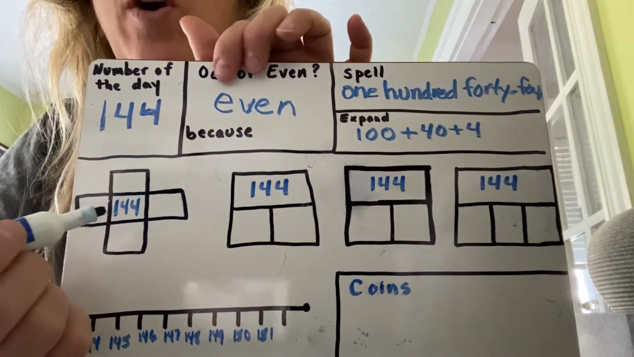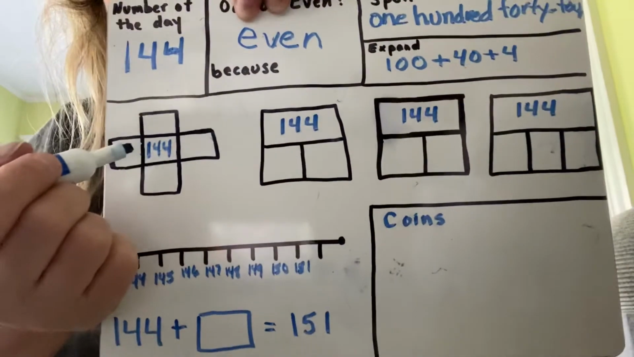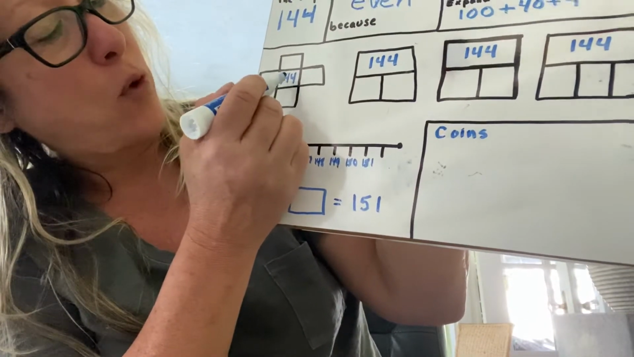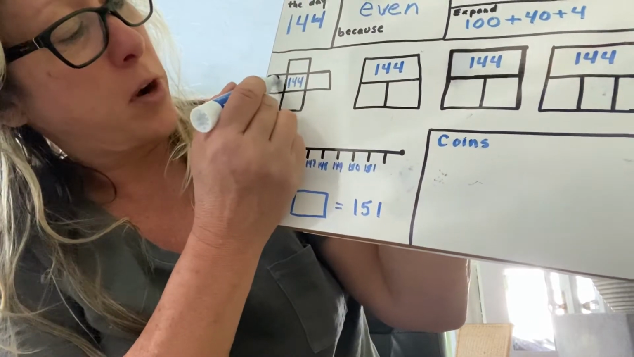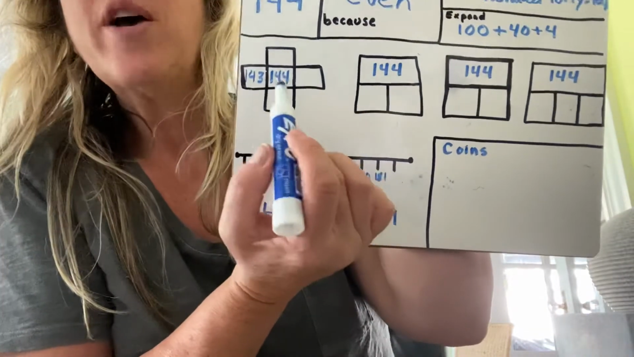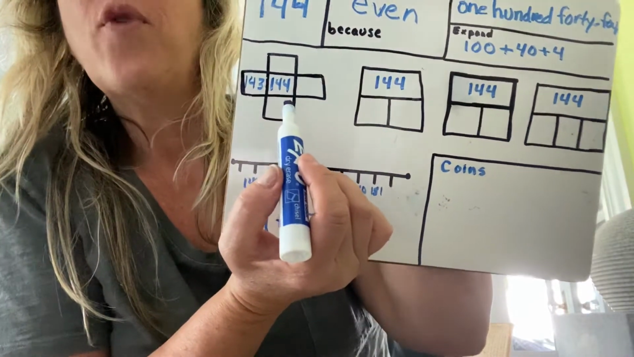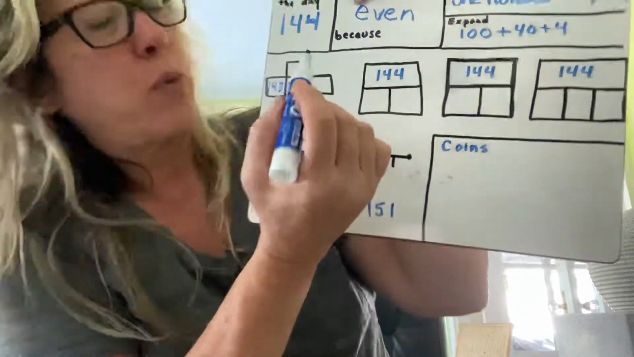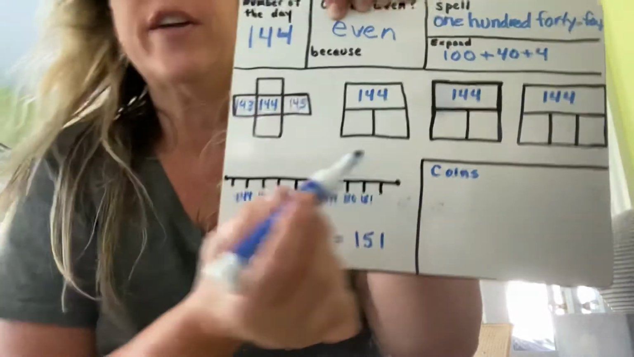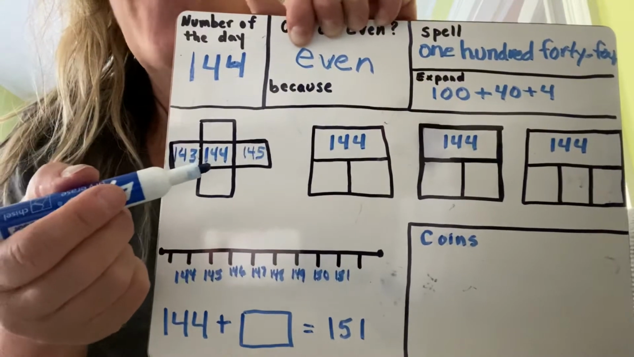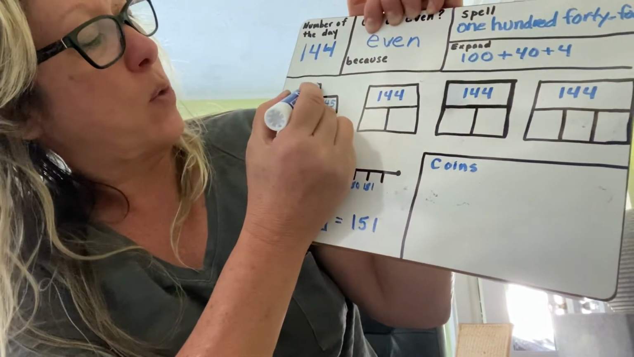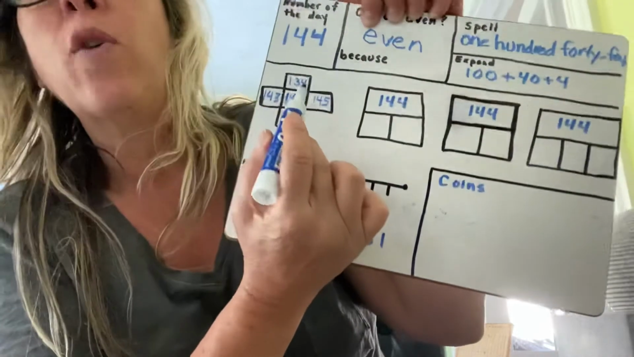What comes before 144 on the hundreds chart? Well, if 43 comes before 44, 143 comes before 144. And what comes after 44? 45. That's right. So after 144 comes 145. Good. What's 10 less than 44? 34. That's right, but don't forget we're up in the 100s, so 134.